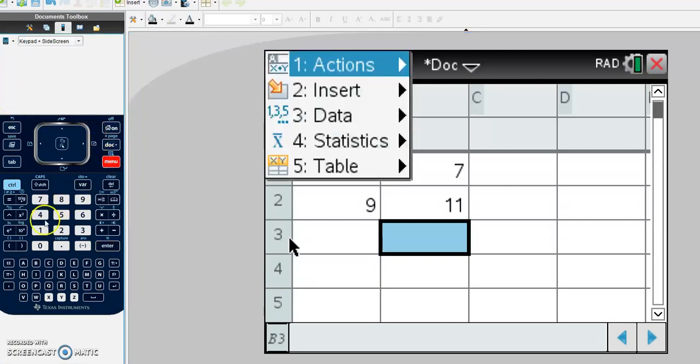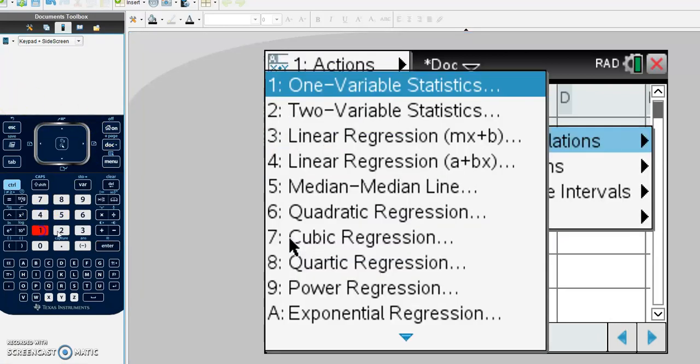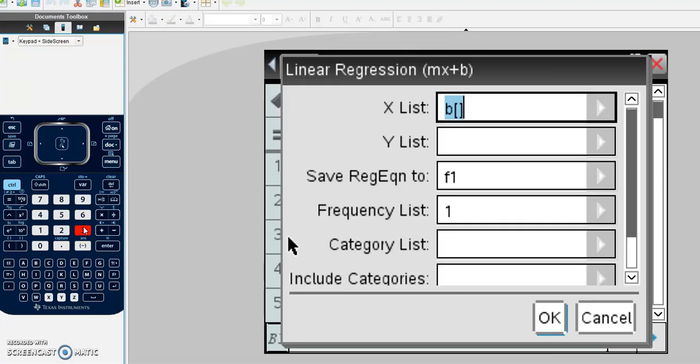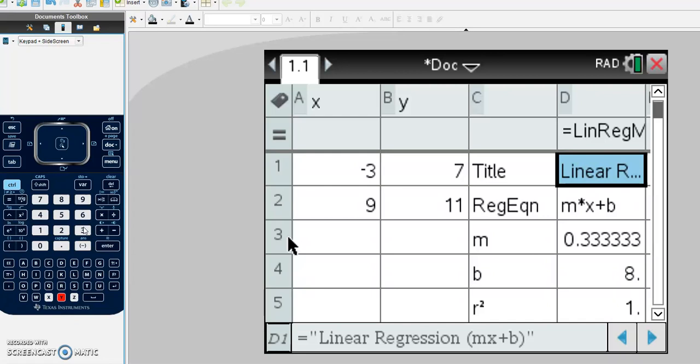And then we'll go to menu, 4, 1, 3. X in the x list, y in the y list. We hit enter. Okay, look at my slope. My slope is 0.3333 repeating. Do we all realize that that is 1/3? So there's my slope, and my y-intercept would be a +8. So here's going to be my equation for number 5.